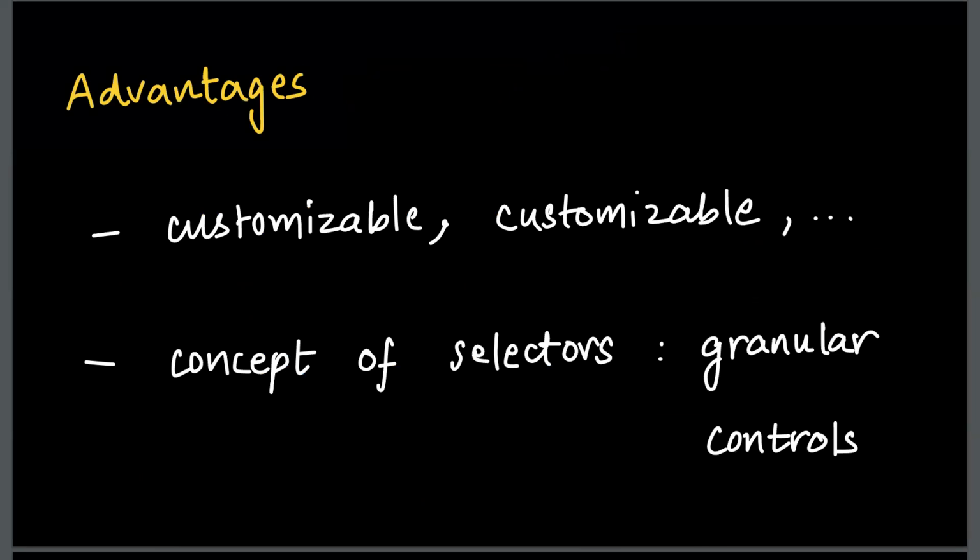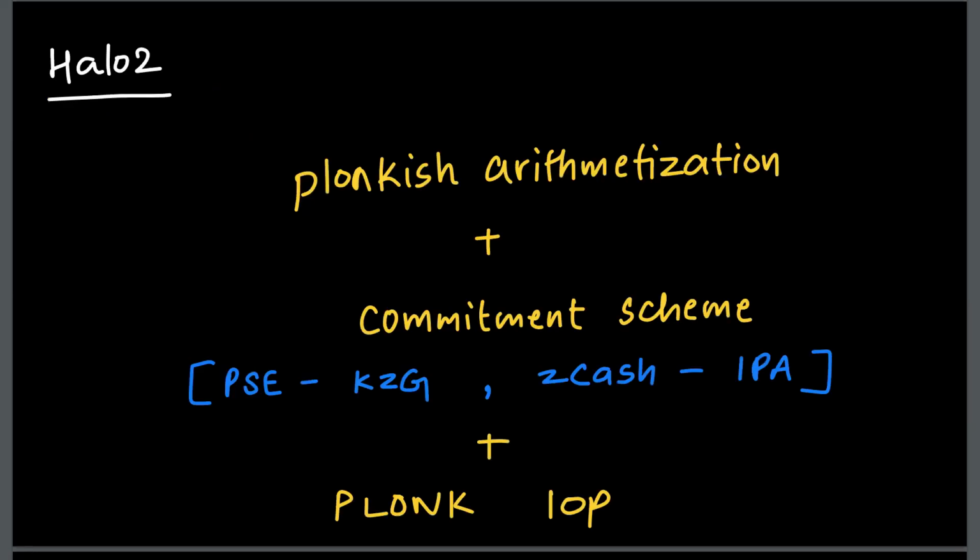So the advantage of the Plonkish constraint system is that it is very customizable. It gives you a lot of control over your equations and your circuit. And the second one is that the concept of selectors itself is cool. You have granular controls, and you can create multiple complex structures based on these two properties. So we just had a look at Plonkish arithmetization. If you've got any questions, fire away.